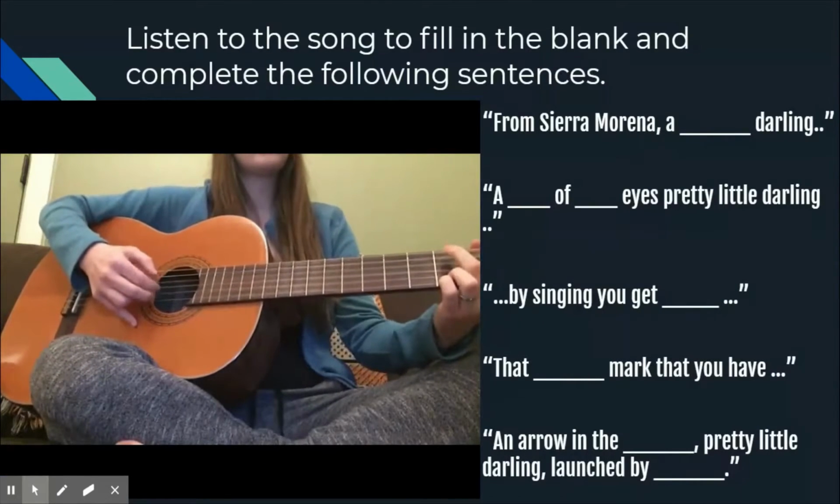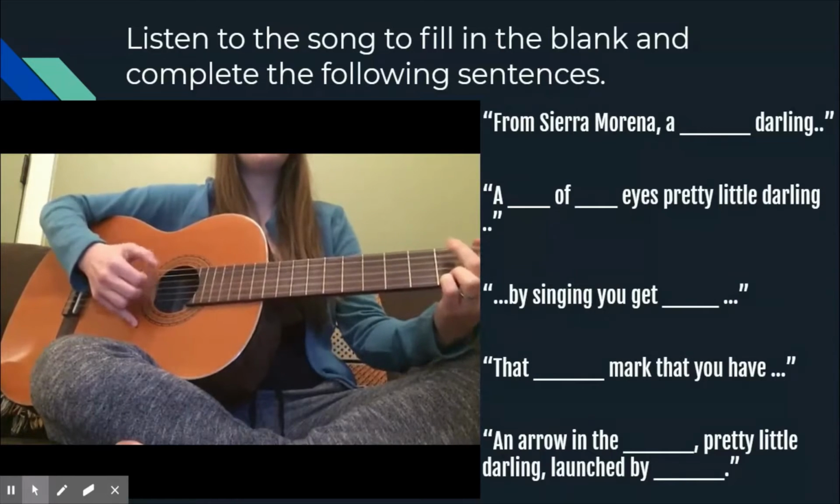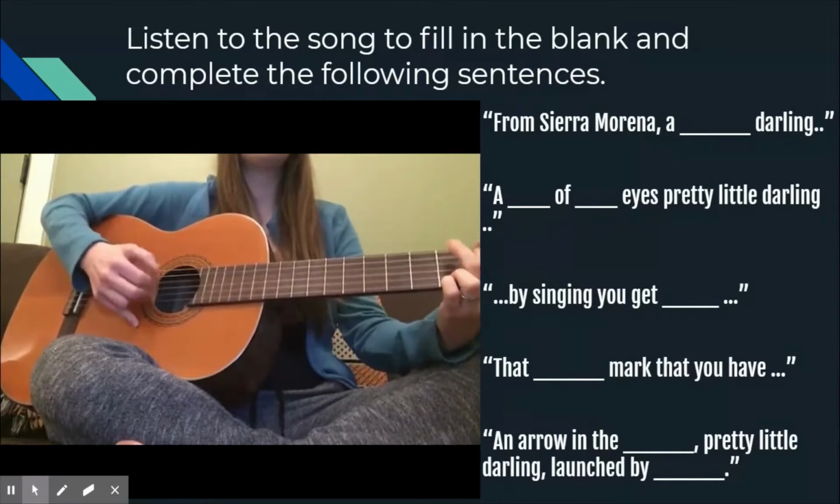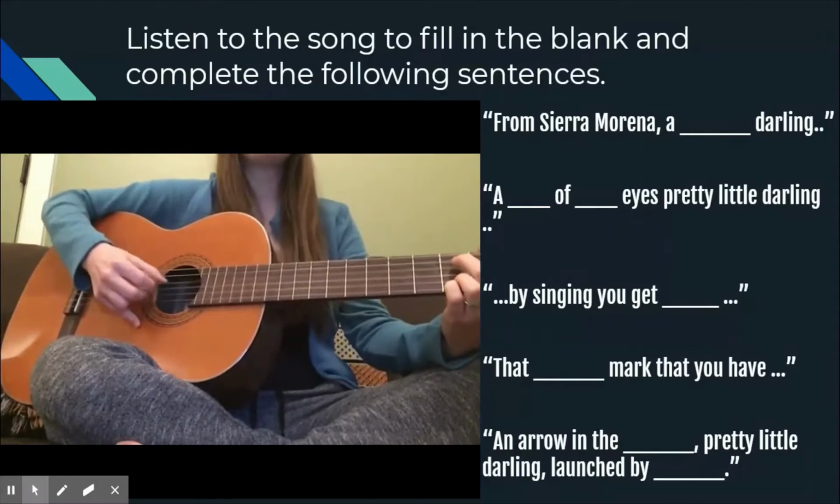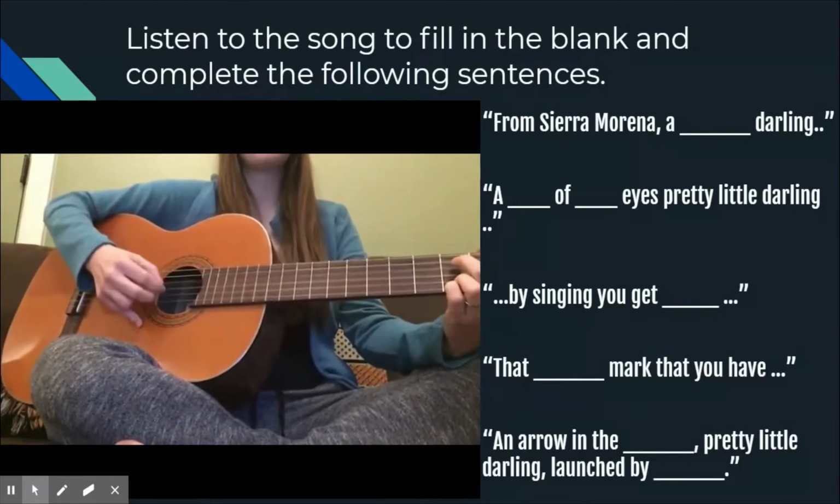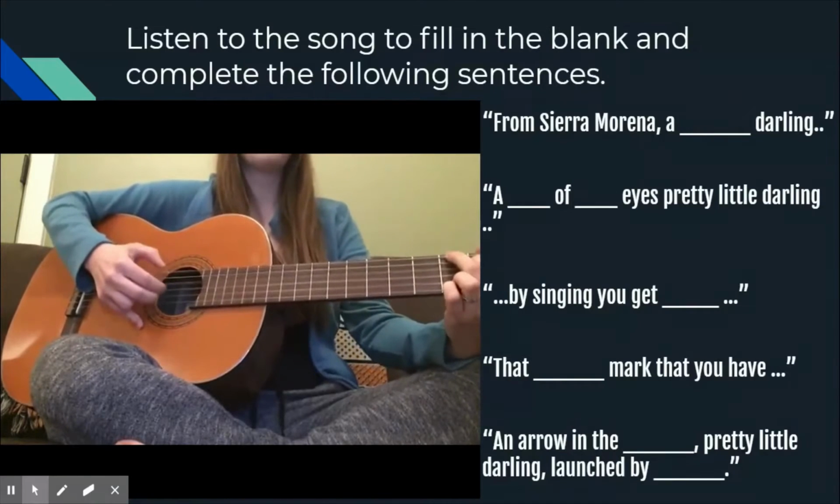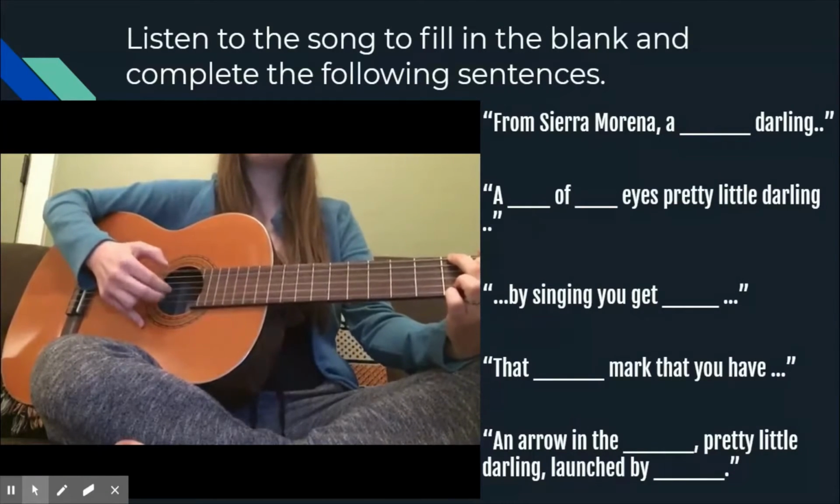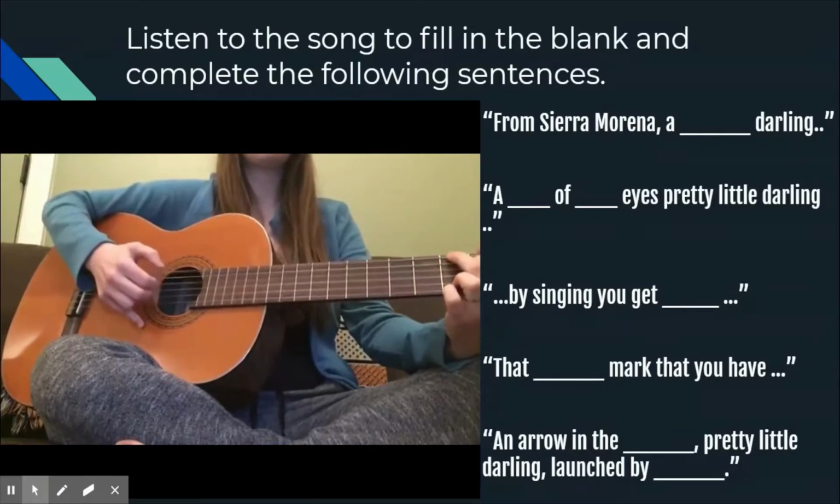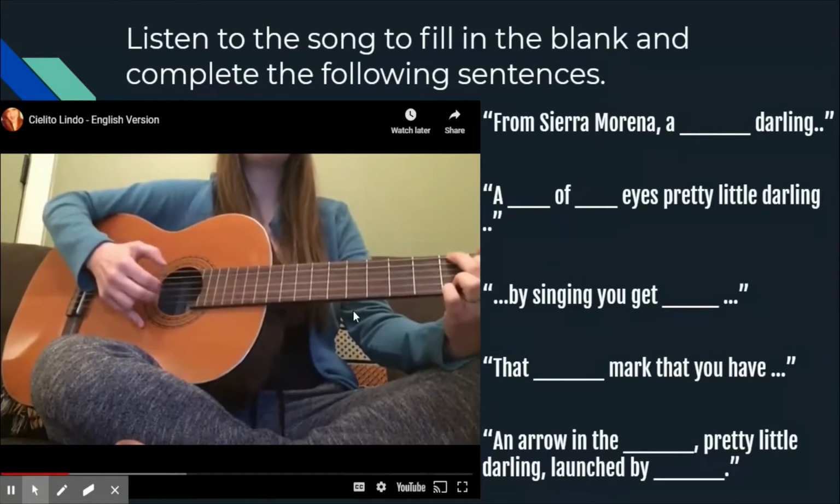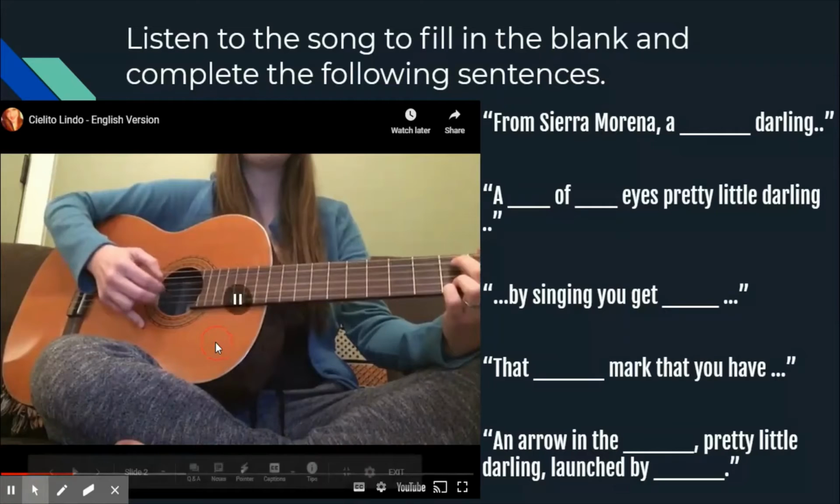From Sierra Morena, pretty darling, coming down are a pair of little black eyes. Pretty darling, sneaking by. From Sierra Morena, pretty darling, coming down.